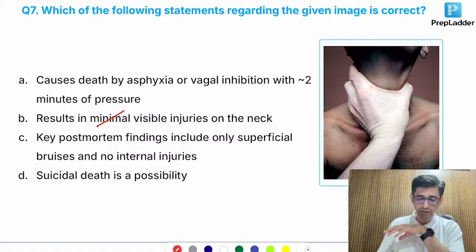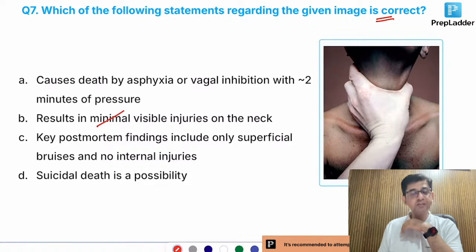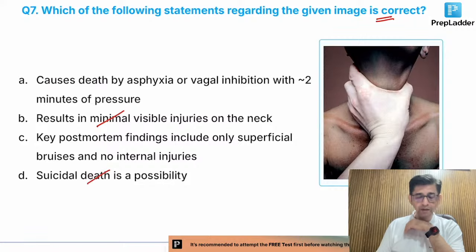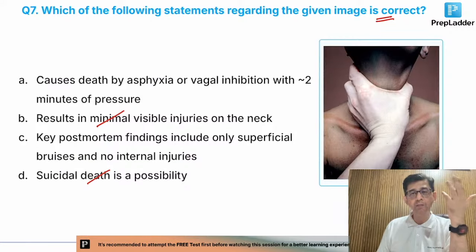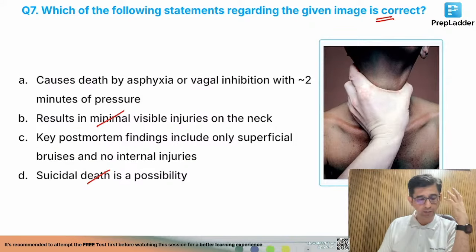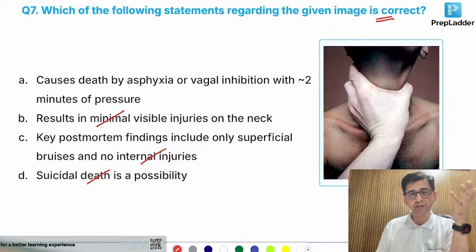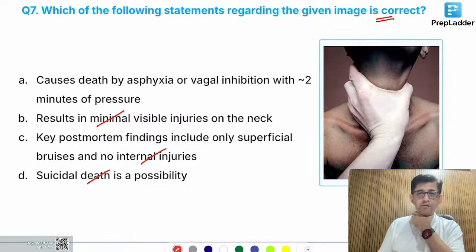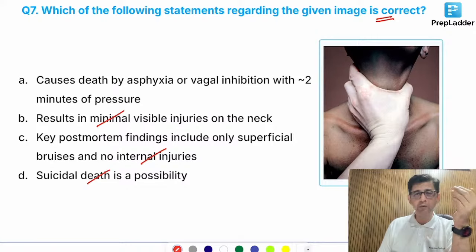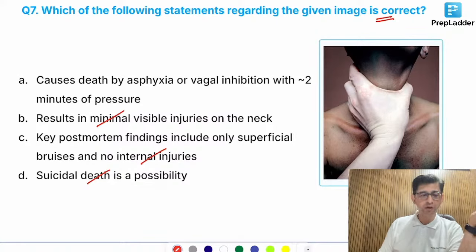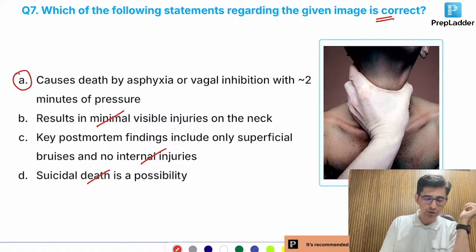So it's asking which is the correct one in this case. In a throttling case, which is a correct statement: throttling cannot be suicidal. And there can be internal bleeding also, a muscle hematoma. So all you need to pick up is, why does it cause death in a patient? Because 2 minutes of this kind of asphyxiation would contribute to either asphyxia or to a vagal inhibition in a patient. So the correct answer in this case is option A.